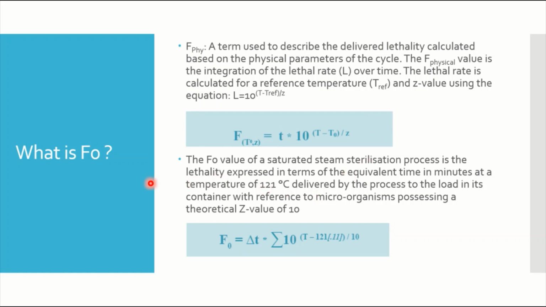Again, I will clarify the difference between F physical and F0. The F0 value of a saturated steam sterilization process is the lethality expressed in terms of the equivalent time in minutes at a temperature of 121 degrees, delivered by the process to the load in its container with reference to microbiological processing. A theoretical Z value is 10. So this is the formula of F0: delta T and 10 to the power of T minus T reference over Z, and here the Z value is considered as 10.